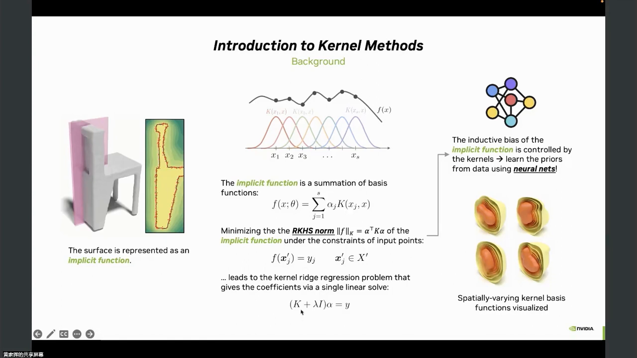what you can do is solve a kernel ridge regression problem. The inductive bias of the implicit function just means how the function would perform where there are no data constraints, how you would interpolate the input points. This inductive bias is controlled by the kernels instead of the basis functions. And we could also learn these priors. We could learn kernels using neural networks.